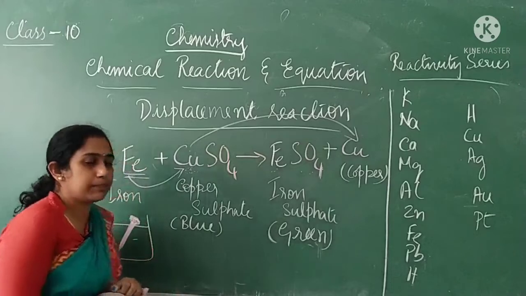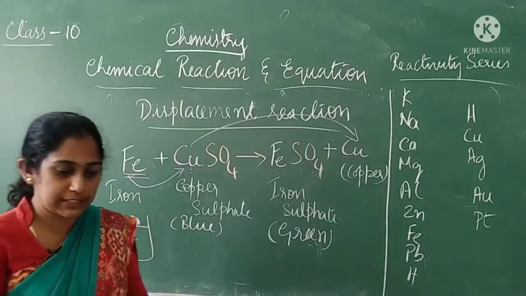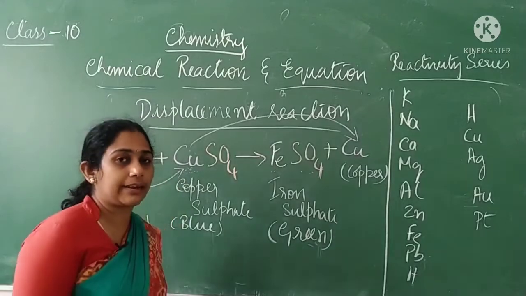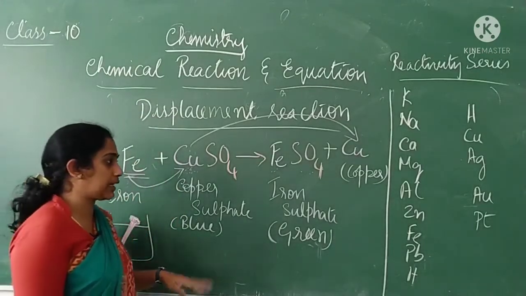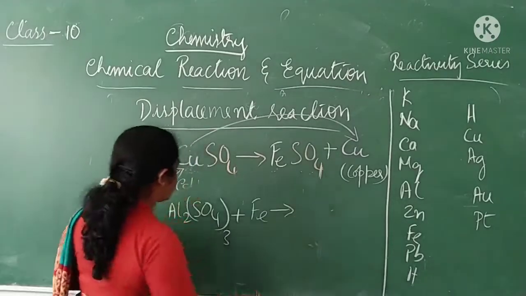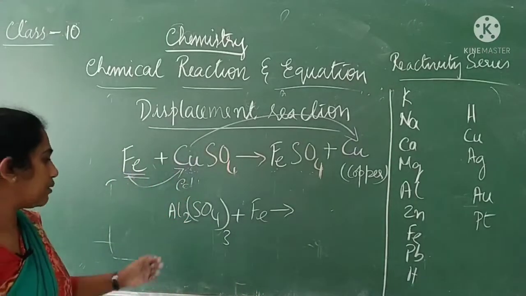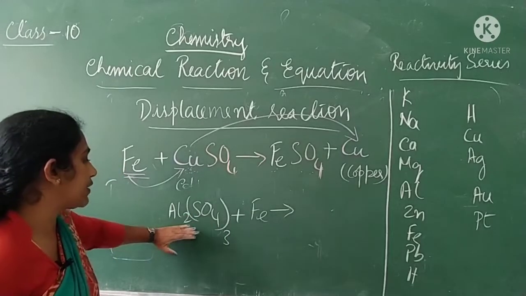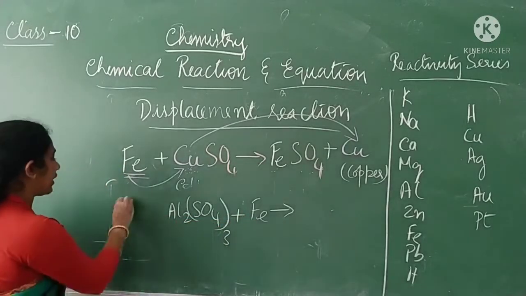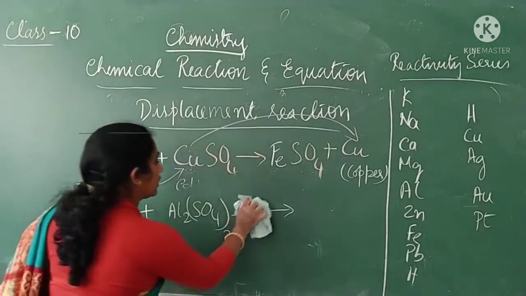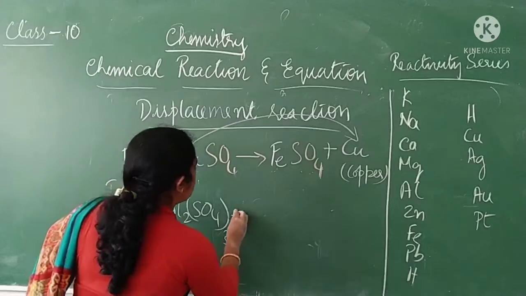So this is an example for displacement reaction. So displacement reaction happens only with a highly reactive metal displacing the low reactive metal. It will not happen in reverse. So if you write another reaction like this, I have taken the example of aluminum sulfate reacting with iron here. So if you see aluminum sulfate reacting with iron, or you can write iron reacting with aluminum sulfate. So to make it more clear, iron reacting with aluminum sulfate.